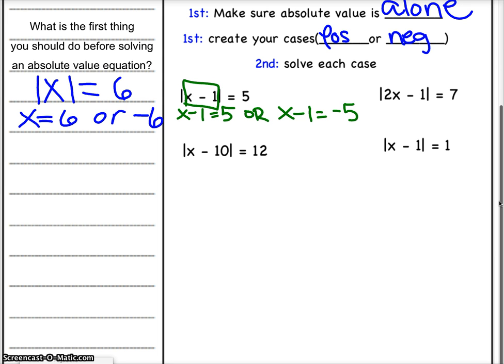Same thing here. Notice that this just came down and we lost the other. Whatever's inside there goes down. You create your positive case, and then whatever's inside the absolute value sign, you create your negative case. Now I solve the two cases. x can equal 6 or x can equal negative 4, adding 1.